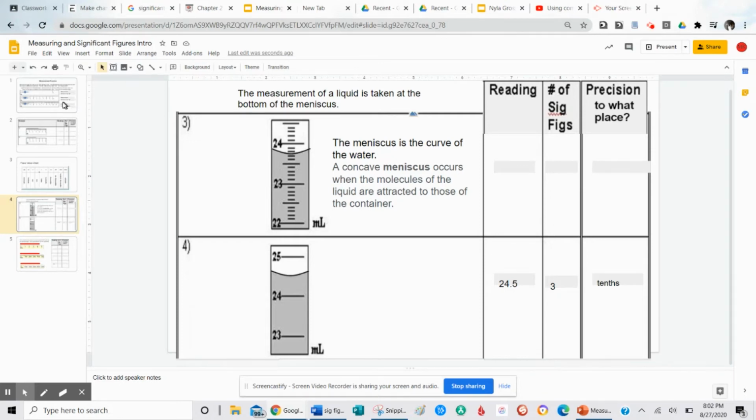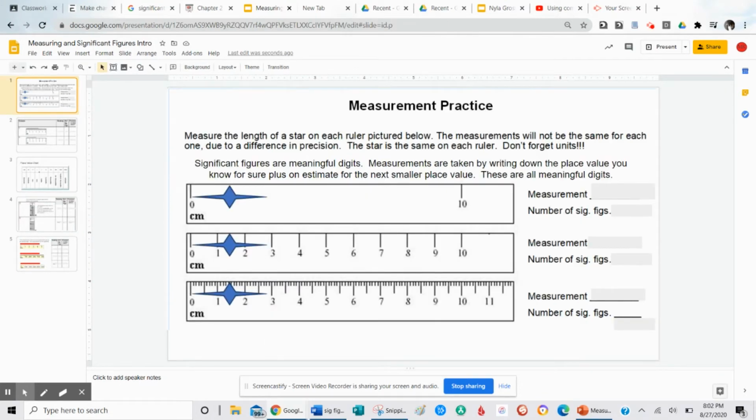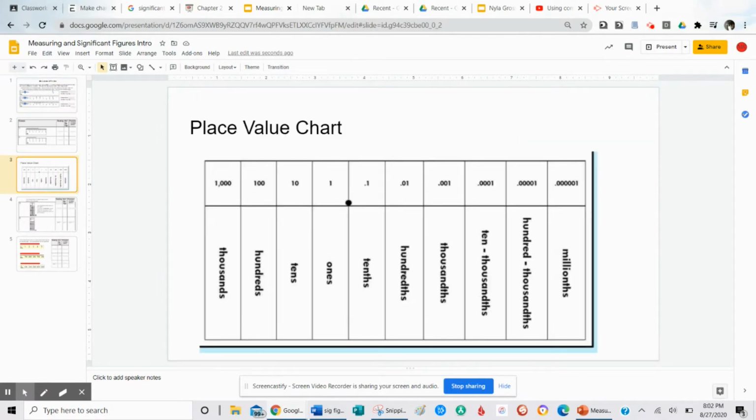Okay, yesterday we went over measuring practice and we talked about significant figures. I did add this place value chart for you all. So let's look at where the number 1 is. Here it's in the ones position. If I make it to a more precise value, that would be the tenths. The smaller I go, the more precise that measurement is.